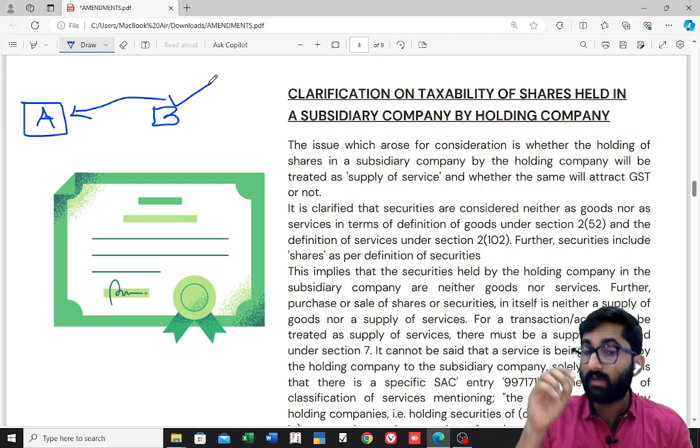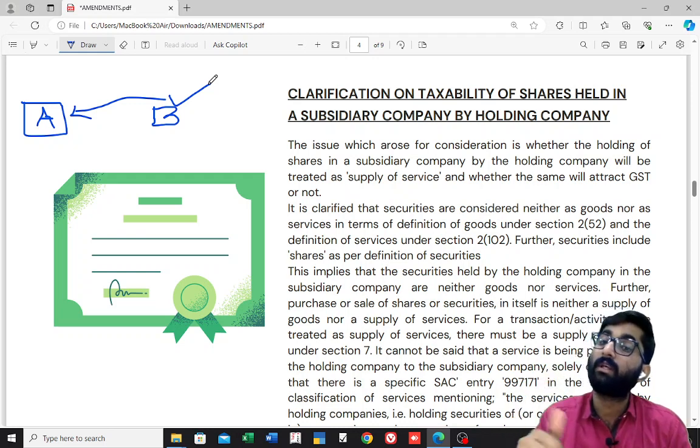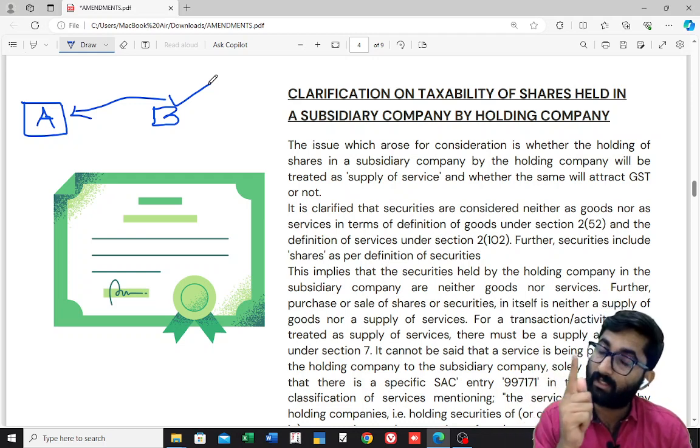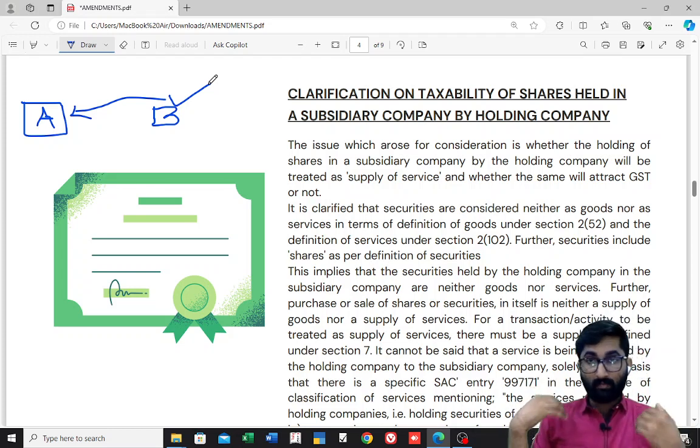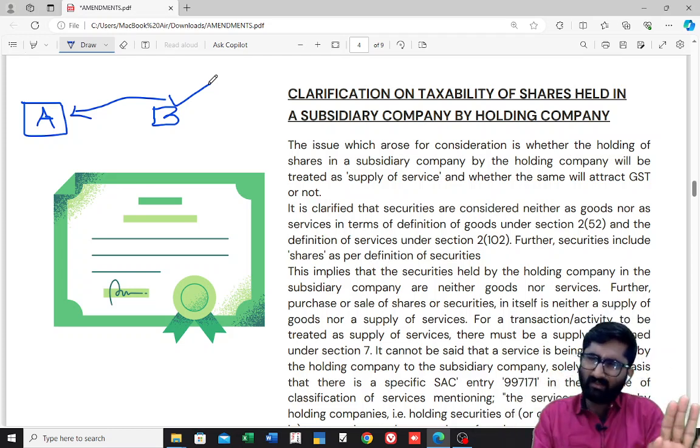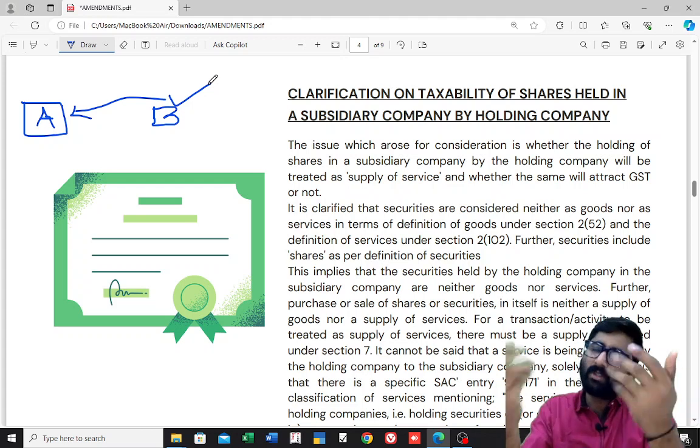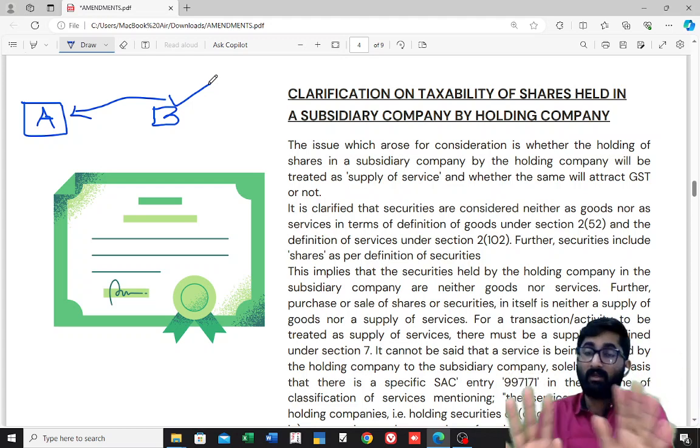I have a company which has more than 50% of the shares of your company. In that case, I am the holding company and you are the subsidiary company. This is not a service. I am not giving you any service. I am just holding your shares.